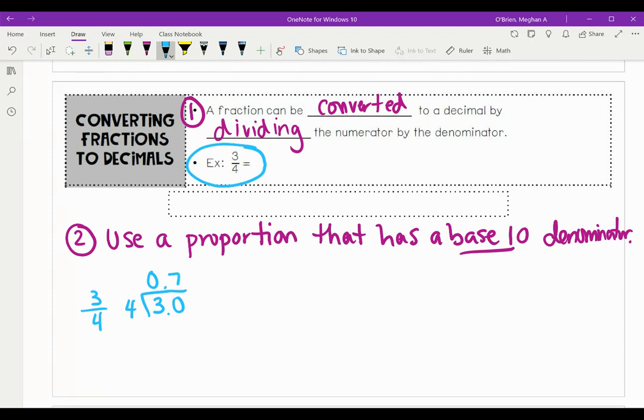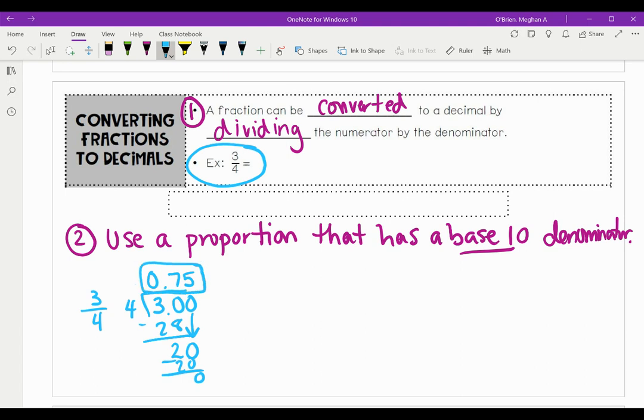4 can go into 30, 7 times because that's 28. Subtract, the difference here is 2. I can add a 0, drop it down to keep going. 4 can go into 20, 5 times equally, right? Nothing left over. So the decimal is 0.75.